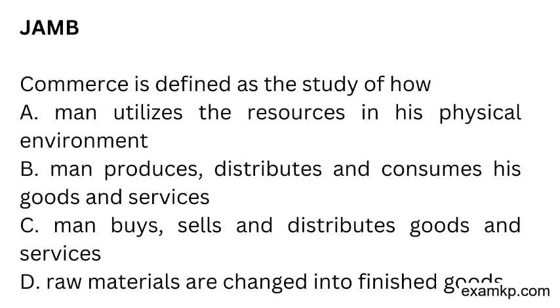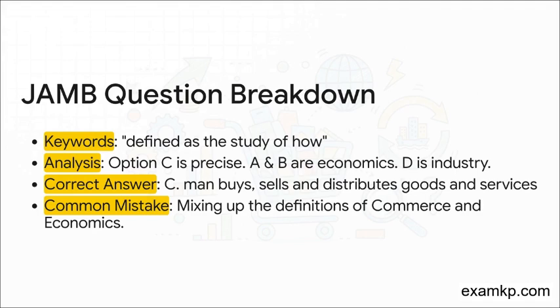What about option C, changing raw materials into finished goods? Well, we just learnt that industry. So that leaves us with option C, how man buys, sells, and distributes goods and services. That is the perfect, precise definition of commerce. So C is our answer. The big trap here is mixing up the definitions of commerce and economics. Just focus on those core activities: buys, sells, and distributes.